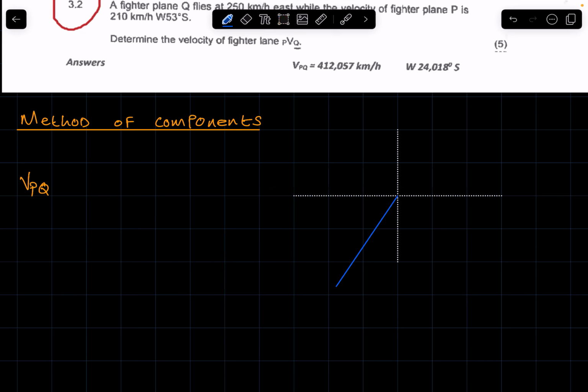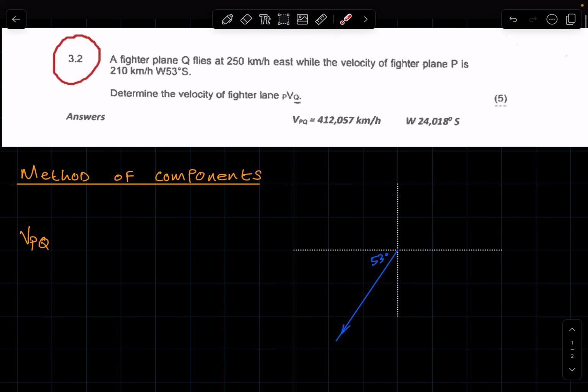So this angle we've established is 53 degrees, right? So this is headed in that direction. Again, object P we've identified as the object, hence you draw it in the same direction as the one we've been given. So this is VP, we can call this VP, and VP is 210 kilometers per hour.